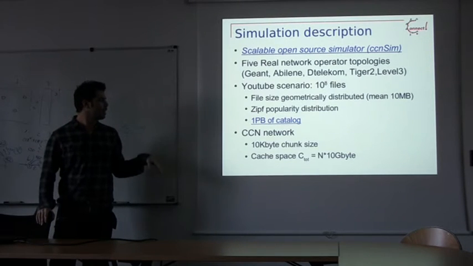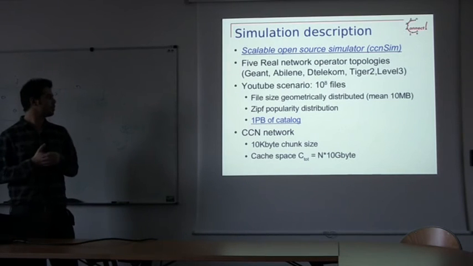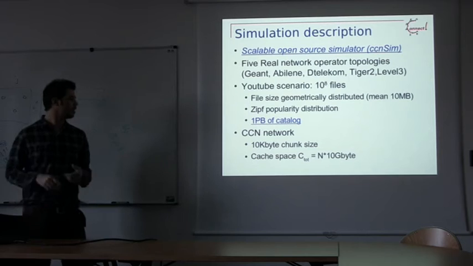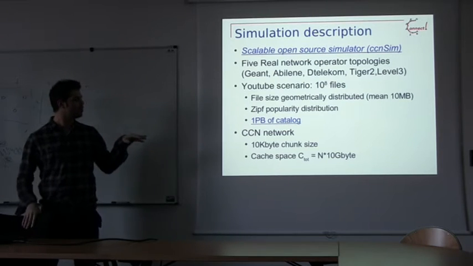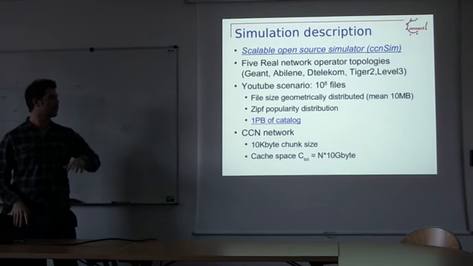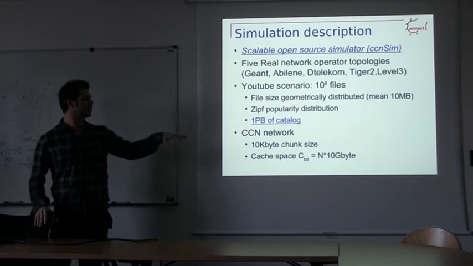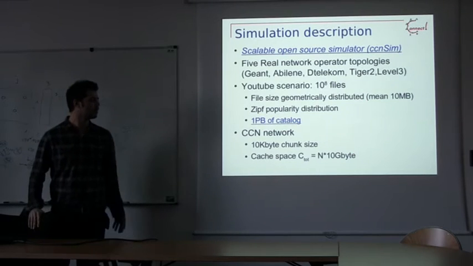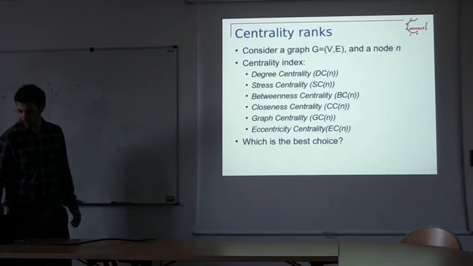Concerning the CCN network aspects, we consider a 10 kilobyte chunk size and a total cache space of n multiplied by 10 gigabytes, where n is the number of nodes in the network. So if we homogeneously split the cache space, each node receives 10 gigabytes of memory.